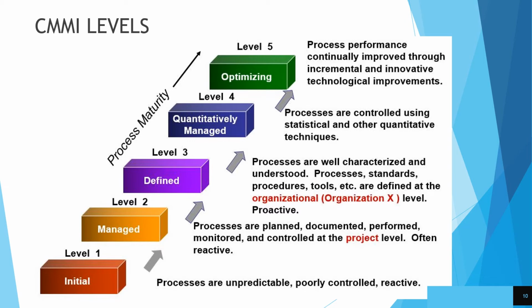Once the organization hits level 4 and level 5, that is quantitatively managed and optimizing, they are considered high maturity, where they are continuously evolving, adapting, and growing to meet the needs of stakeholders and customers. That is the goal of CMMI, to create reliable environments where products, services, and departments are proactive, efficient, and productive.